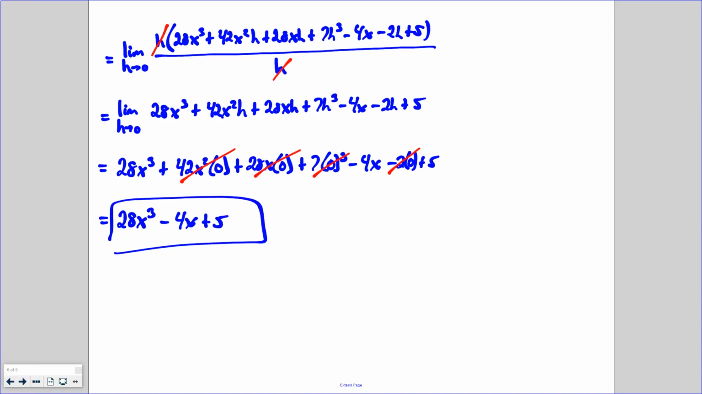Alright, folks, and that is it. That is using the limit definition to find the derivative of a polynomial function.